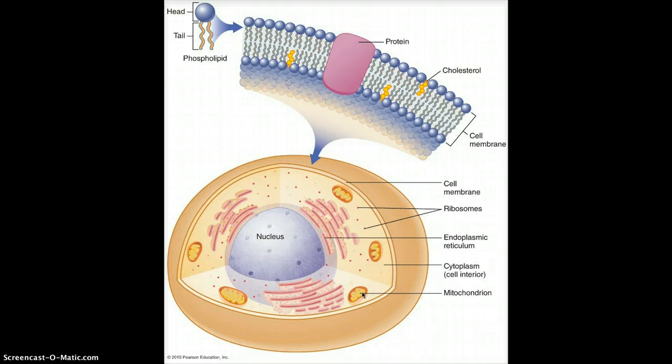Okay, and then if we look over here, we've got another membrane-bound structure called the mitochondria. So the mitochondria is often considered the powerhouse of the cell. What it does is it uses molecules that come into the body, and it uses them to make something called ATP. And ATP you can think of as the energy currency of the cell.